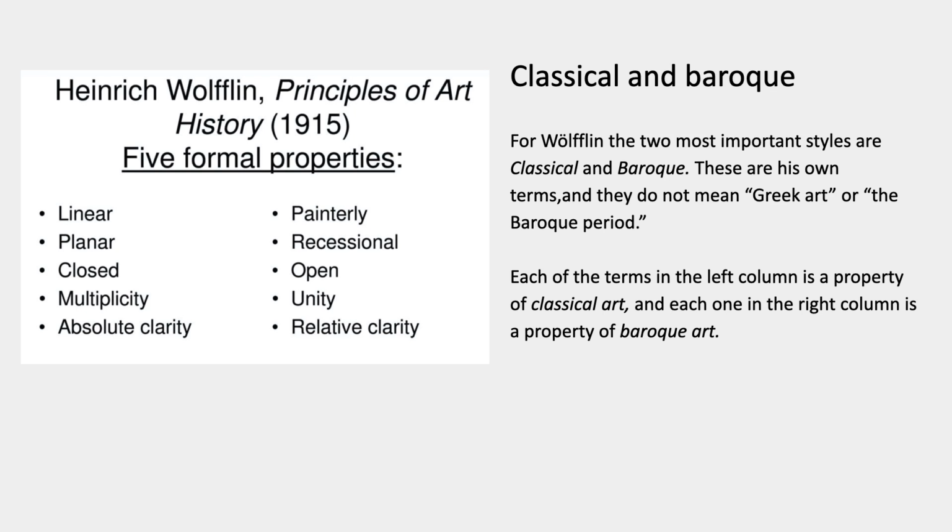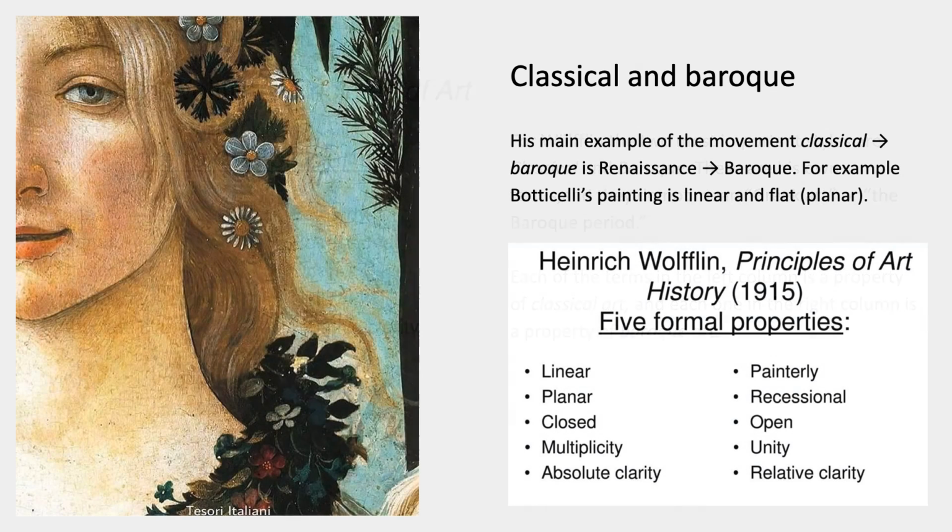Each of those 2 has a number of properties. So as you can see on the left, 5 formal properties, and there are others too, which Wölfflin assigned to art that's classical and art that's Baroque. So art that was classical, he said, and I'm looking at the left-hand bullet point list there, art that was classical was linear, it was planar, it was closed, and so on. Art that was Baroque was painterly and recessional. So I'll give some examples of that.